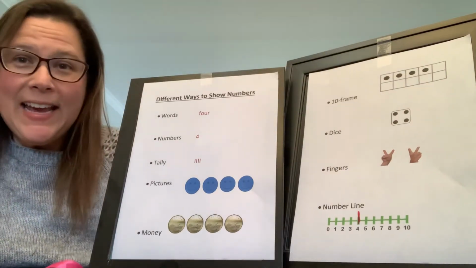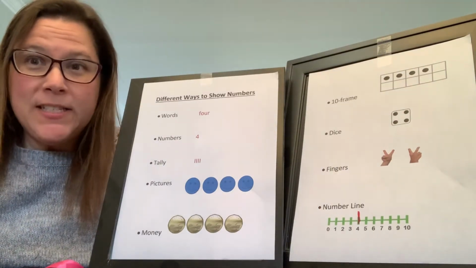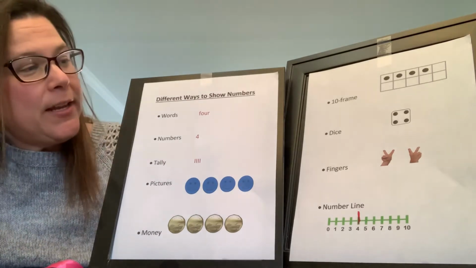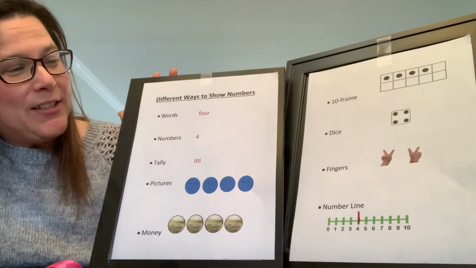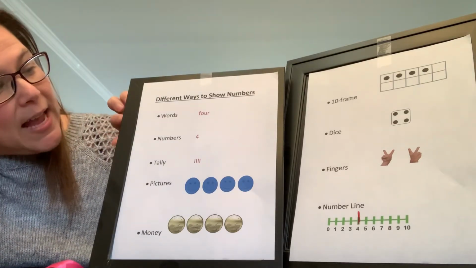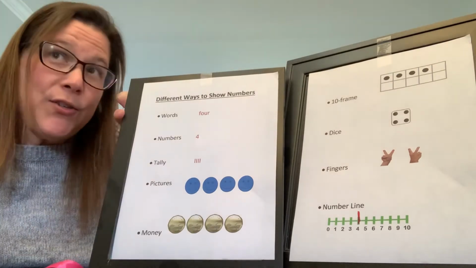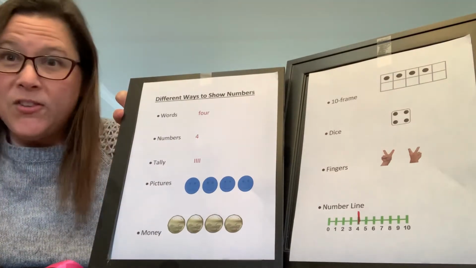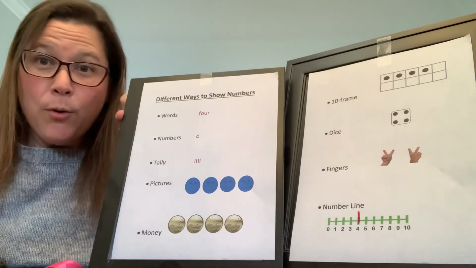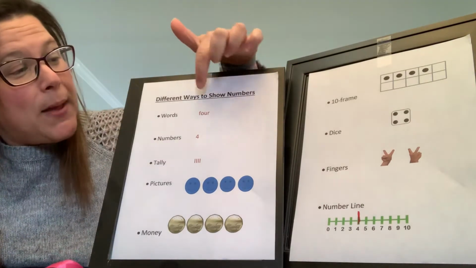Hi, today I wanted to talk to you about different ways to show or represent a number. So here I've decided to do the number 4. The first one is using words, the spelling, how to spell the word. So the first one is four, F-O-U-R. That's how we spell it.